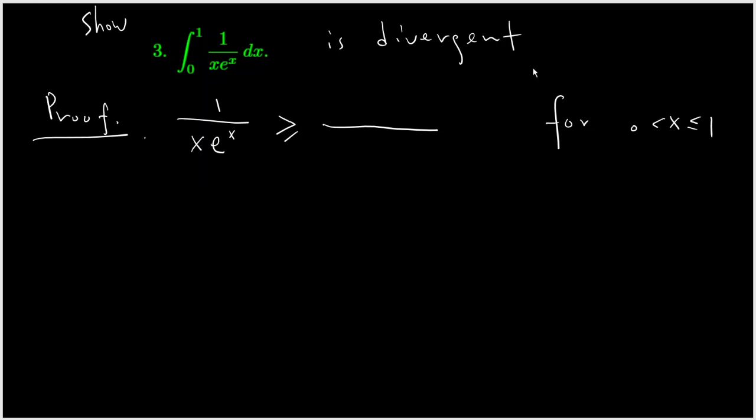Now try to understand. In the denominator, the function I'm going to use is x times e to the power of 1. So basically x times e. On the numerator you have 1. This is true for any x in between 0 and 1. Probably you are not convinced. I will convince you right now.